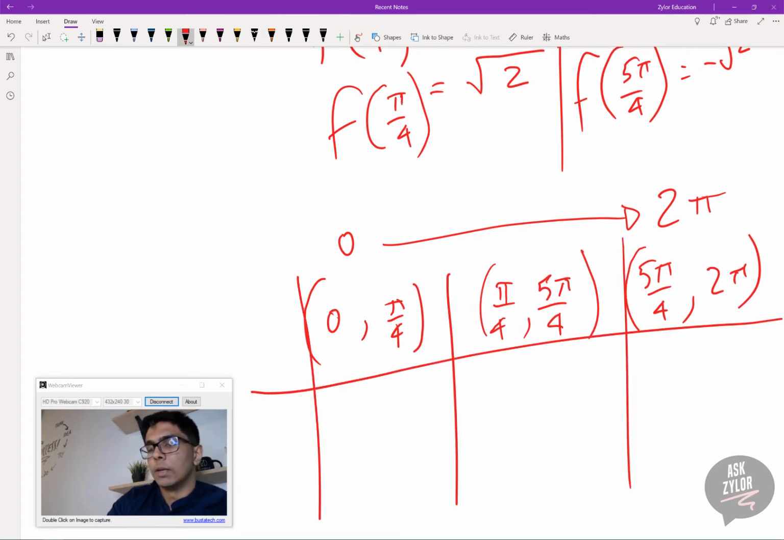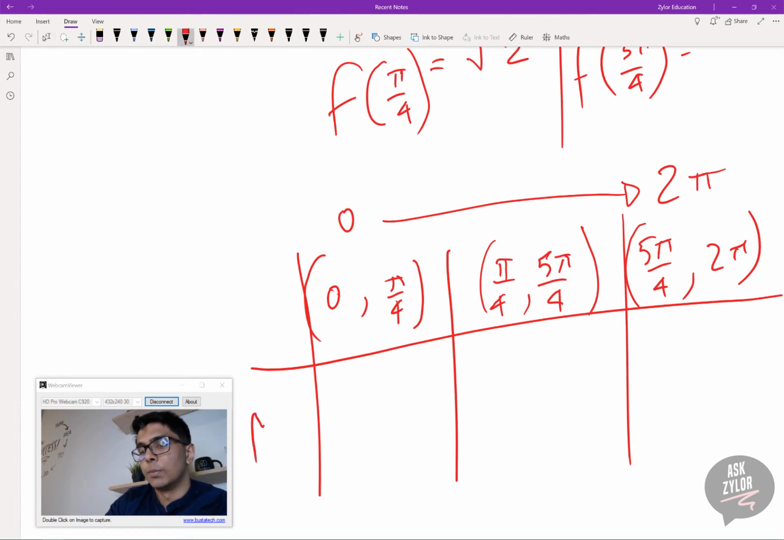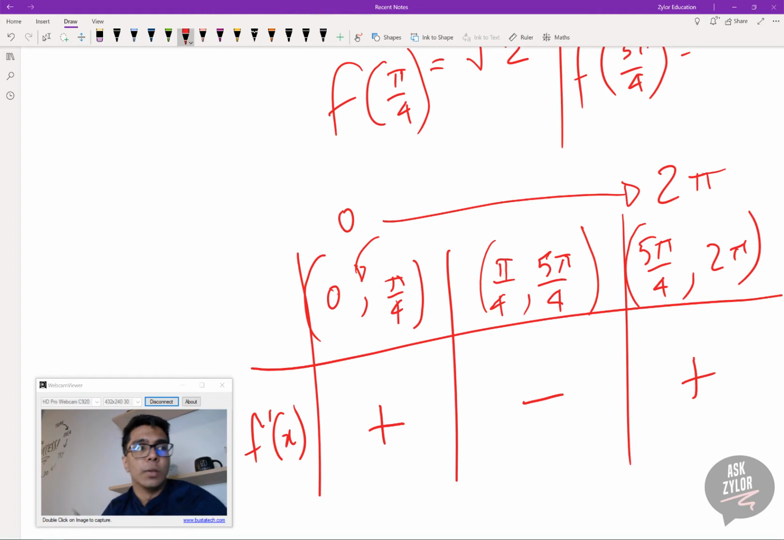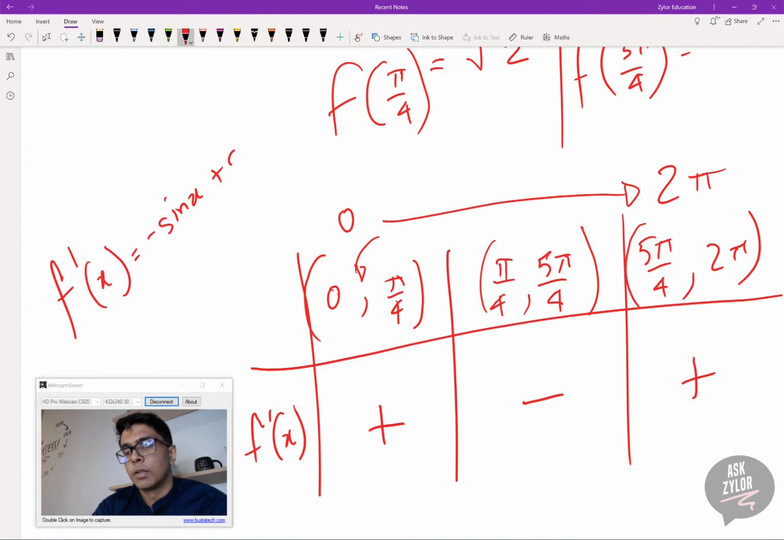So what I do is I'm performing the first derivative test at this point, so I'm finding out, is my derivative positive or negative during these intervals. So what I can do is just plug in a value between these intervals into my derivative, and I find that it's going to be plus, minus, and plus. So I'm just skipping some steps for the sake of time. What I'm doing is just picking a number between 0 and pi over 4 and plugging it into my derivative. I'm just going to rewrite what my derivative was. It was negative sine x plus cos x. So I'm plugging them into this function.